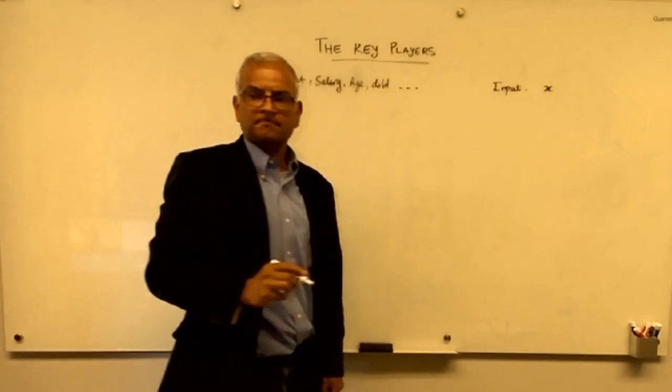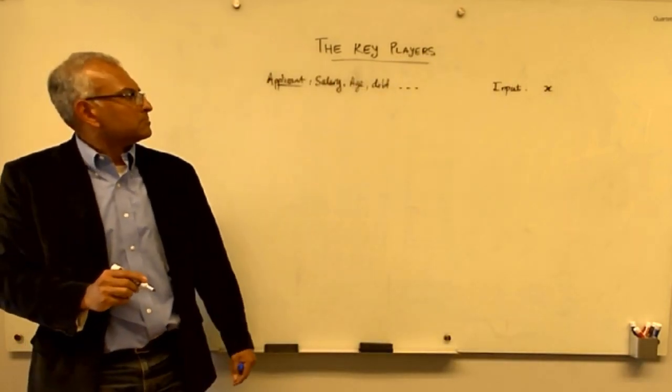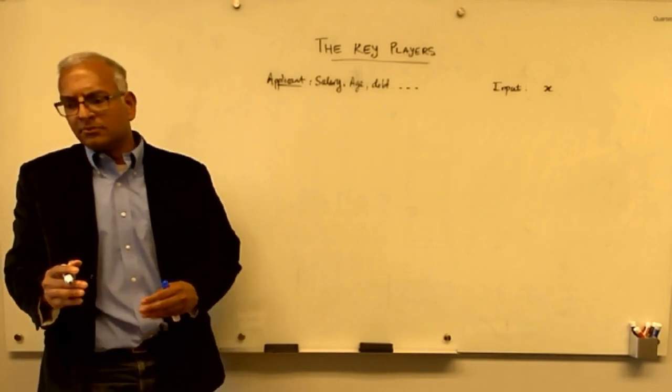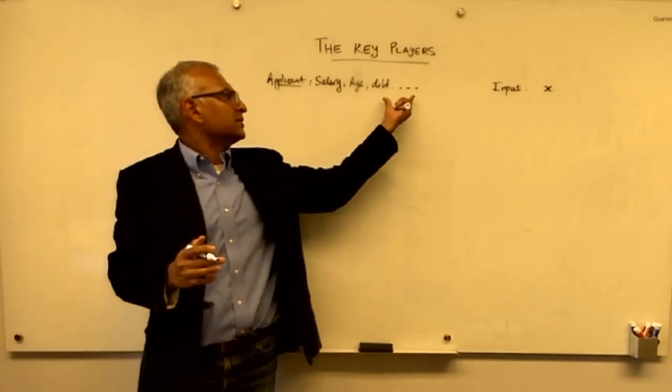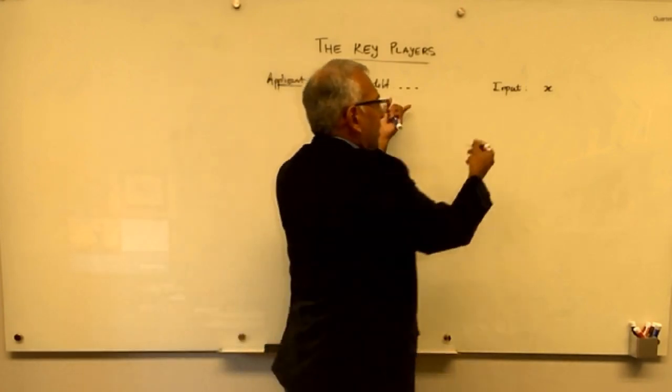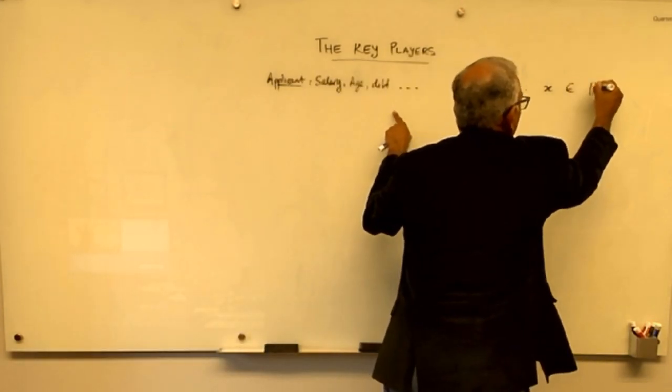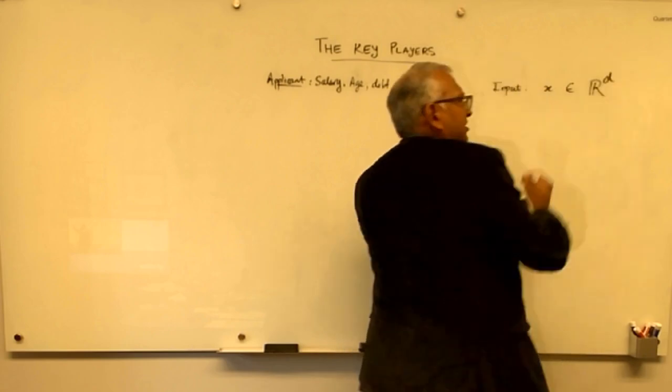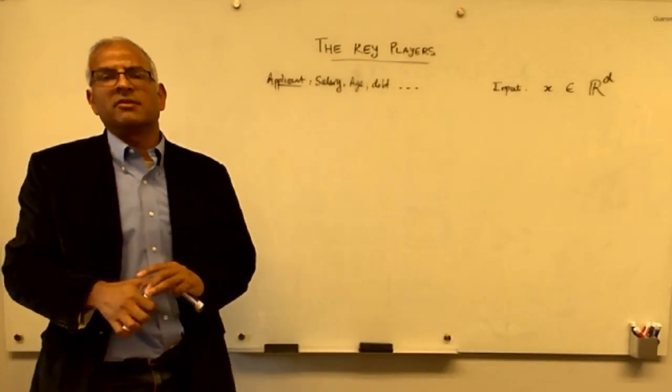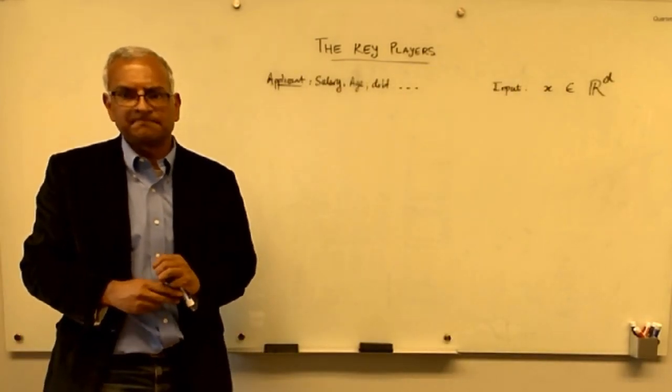X. Now, we don't need to restrict ourselves to exactly 10 features. So generically, we will say that X belongs to a d-dimensional vector space, in which case there are d attributes that have been collected.